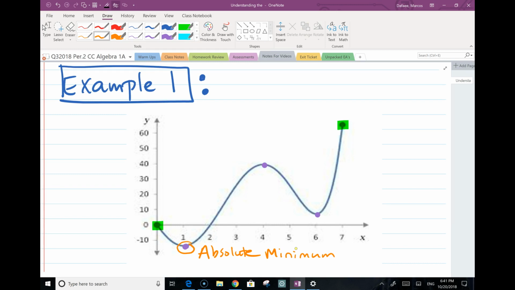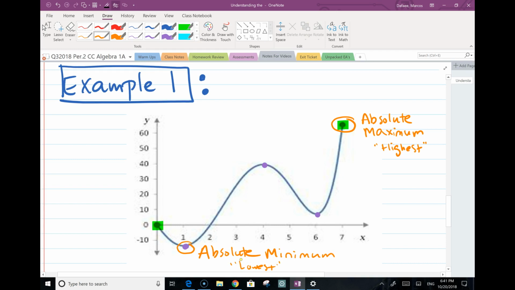The absolute maximum, which is the exact opposite of that, would be the highest point of the graph, which would be this one over here. So this would be the absolute maximum, and it simply means the highest. Okay, so it's the highest place on this graph, whereas this one is the lowest place on the graph.